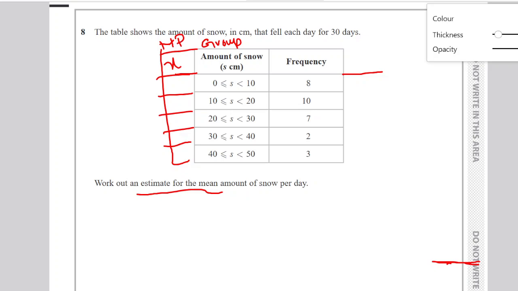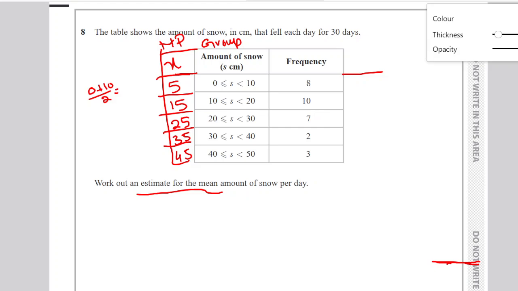So we're going to add 0 plus 10. 0 plus 10 is 10, divided by 2 is 5. 10 plus 20 is 30, 30 divided by 2 is 15. 20 plus 30 is 50, 50 divided by 2 is 25. 30 plus 40 divided by 2 is 35. 40 plus 50 is 90, 90 divided by 2 is 45. So this is our midpoint.